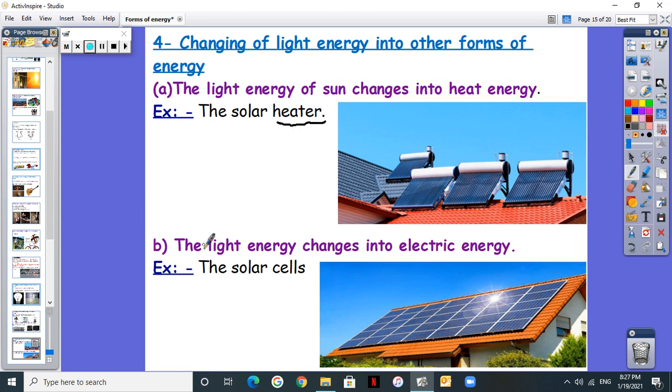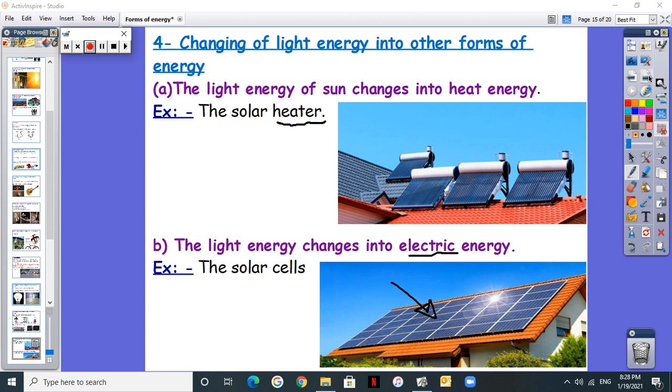And the light energy also can change into electric energy. How? In the solar cells. Look at this picture. This is the solar cells. This solar cell can change the light energy into electric energy, and we use the electric energy in our house. So the solar cell is a device that changes the light energy into electric energy.